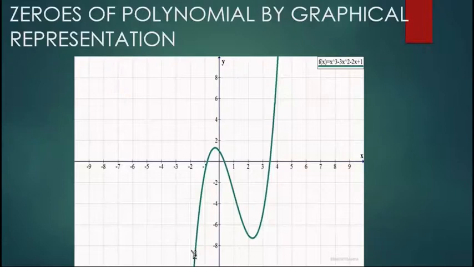Zeros of the polynomial by graphical representation. This graph is taken randomly. We don't know anything about this graph, but we can find the zeros of the polynomial. Just check how many times the curve is touching the x-axis and where. It is touching 3 times, at -1, maybe 0.5 and 3.5. So the zeros of the polynomial are -1, 0.5 and 3.5. These are the three zeros of the polynomial of that graph.